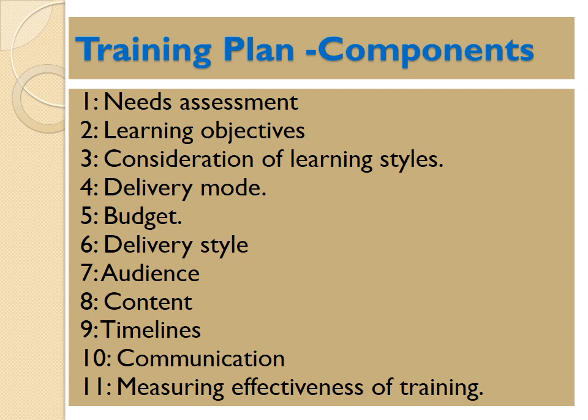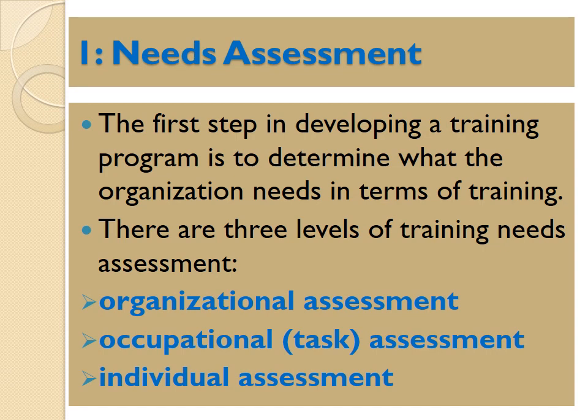In the previous slide, you have seen the flowsheet diagram. All those 11 points in that diagram, we can see over here. This is need assessment, learning objective, consideration of learning styles, delivery mode, budget, delivery style, audience, content, timelines, communication, measuring effectiveness of training. So the very first point is need assessment. We will discuss the need assessment here.